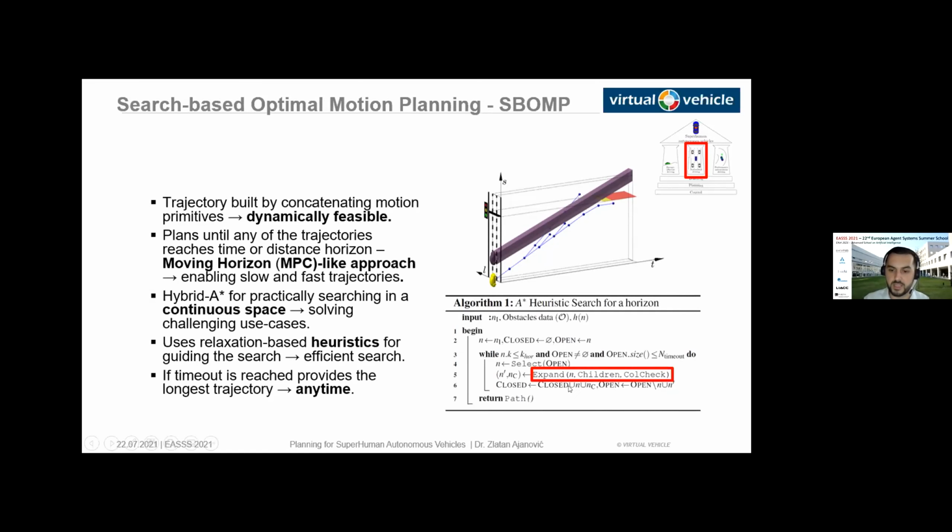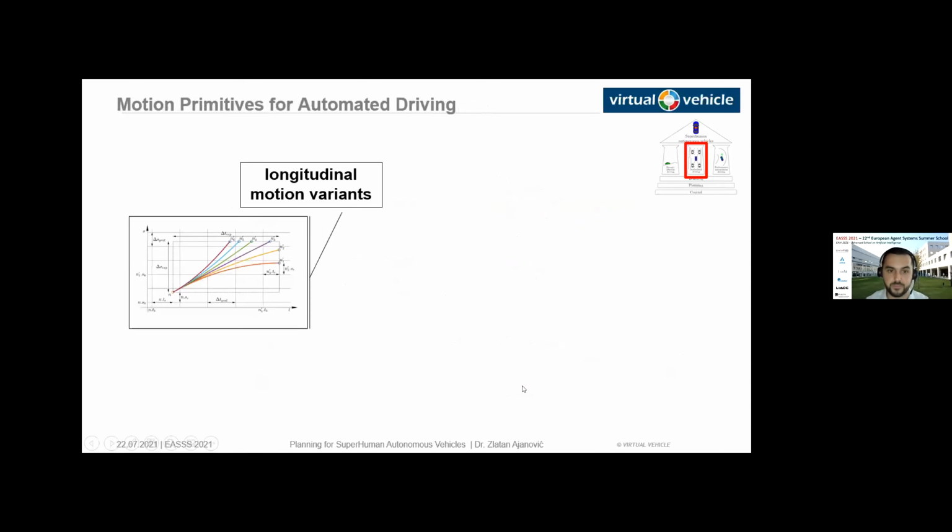A very important aspect is this expansion. This expansion means, as we said, we go from some state which we have on an open list to look at neighboring states, and we sample them based on the motion primitives. We get the children from this node, and these are all nodes which are collision free. So for the case of automated driving in urban environments, we construct motion primitives like this. This is the first formulation in this way.